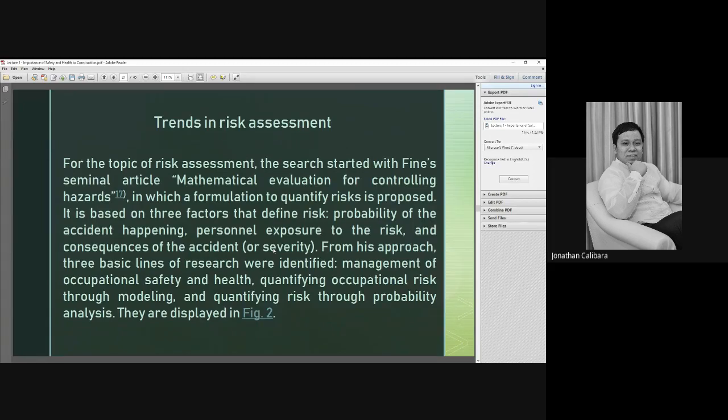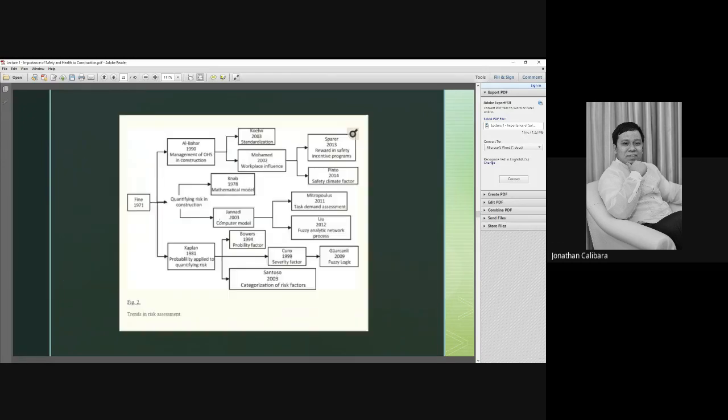So for the topic of risk assessment, the search started with seminal articles, such as mathematical evaluation of controlling hazards, in which a formulation to quantify risk is proposed. It is based on 3 factors that define risk. This one is a measurement of trends, the tools used to measure the acceptability of your results. They are displayed in figure 2. Okay, this one: trends in risk assessment.